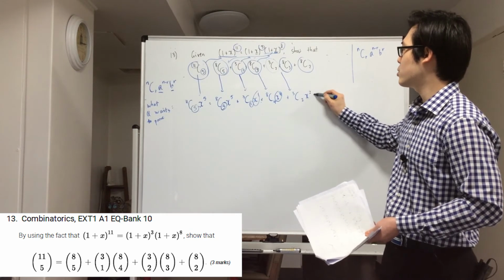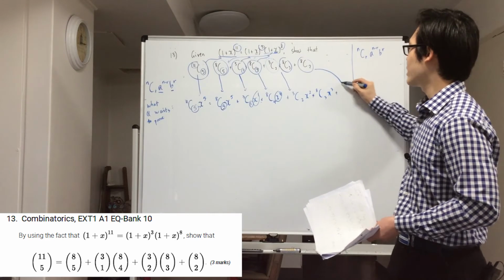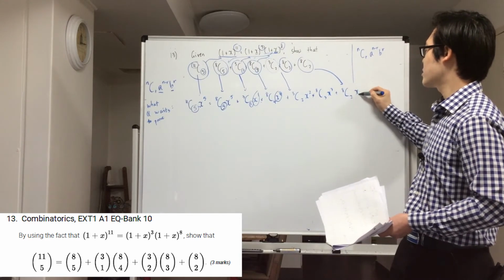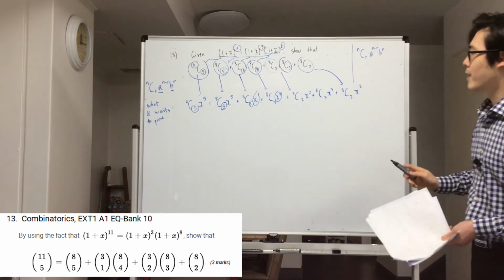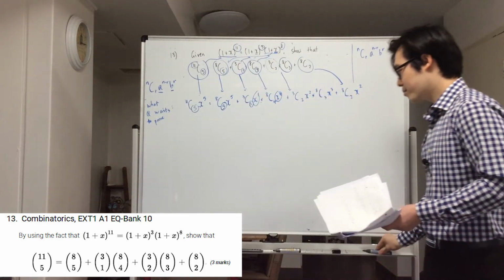3C2 x to the power of 2 times 8C3 x to the power of 3. The last one is just this though. It's not x to the power of 5, it's x to the power of 2. So that's what the question wants us to prove.